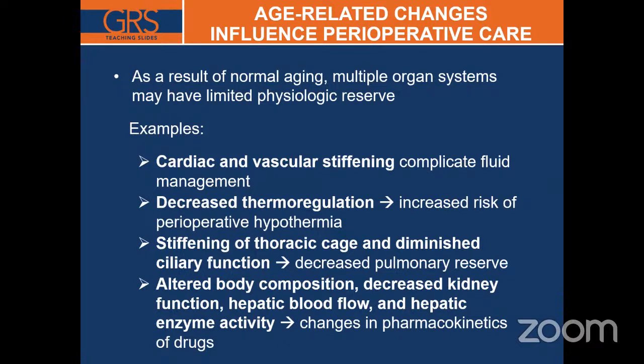Stiffening of the thoracic cage with advanced age will limit the pulmonary reserve as well as diminish auxiliary function. Changes in body composition, such as decreased kidney function and hepatic blood flow, will lead to decreased hepatic enzymatic activities, and eventually this will definitely affect the pharmacodynamics of medications, especially anesthetic medications.